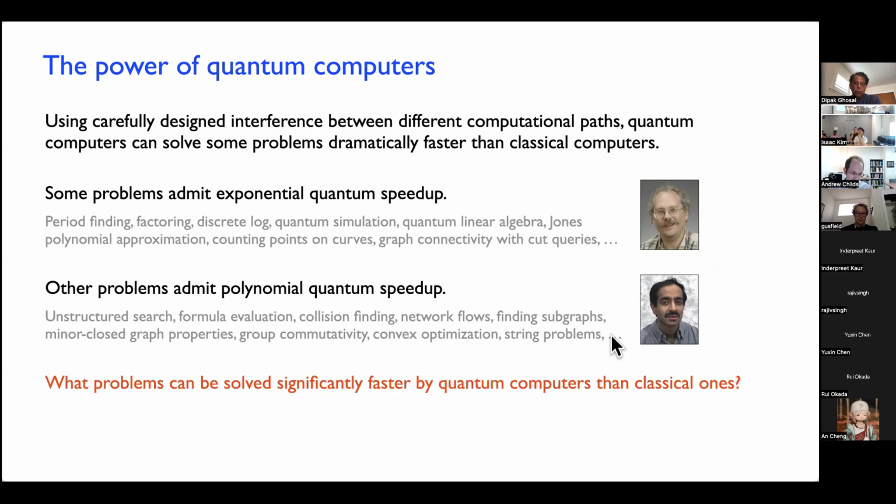So the basic question that we're interested in, in this area of quantum algorithms, is understanding what are the problems for which we can get these speedups, and how much speedup can we get. And that's the setting for everything that we're going to talk about today.